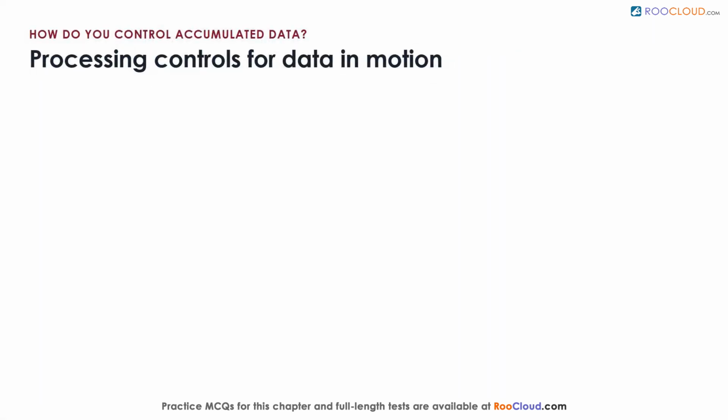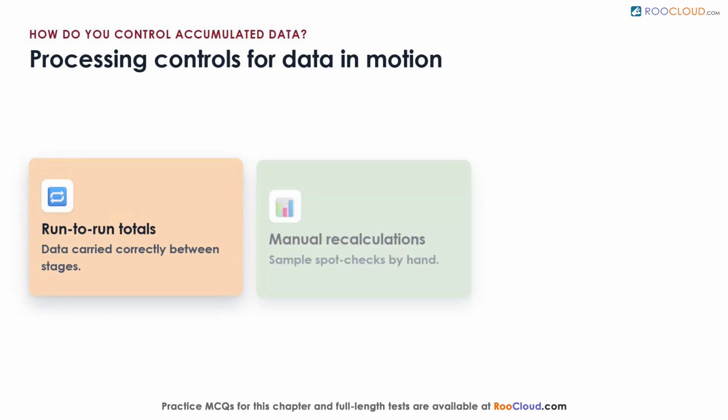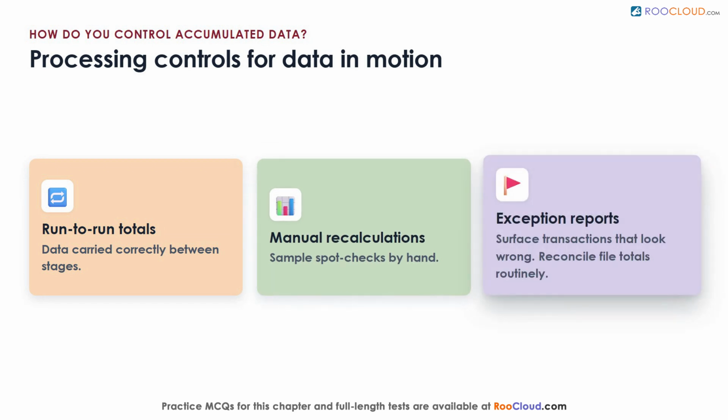Then there are processing controls for accumulated data. Run-to-run totals confirm data carried correctly between stages. Manual recalculations spot-check a sample. Reconciliations of file totals run on a routine basis. And exception reports surface transactions that look wrong.